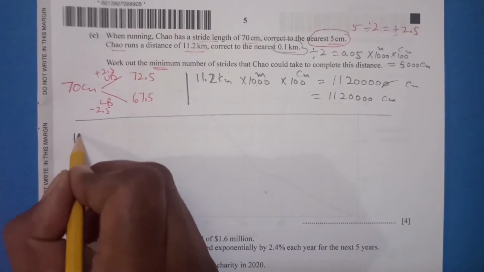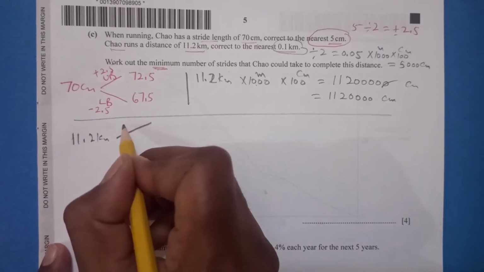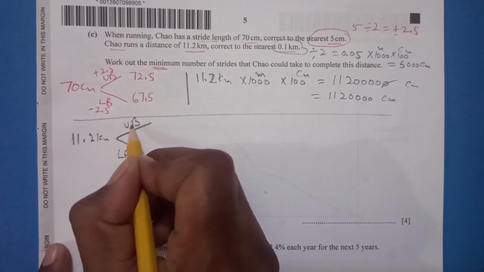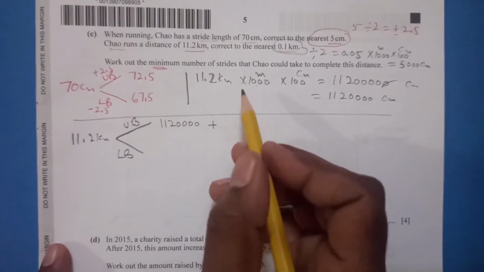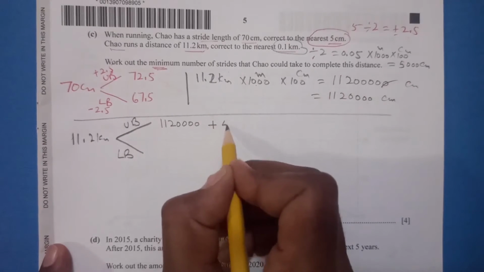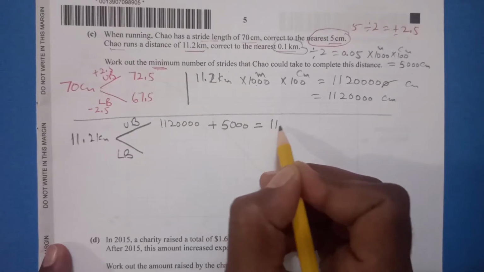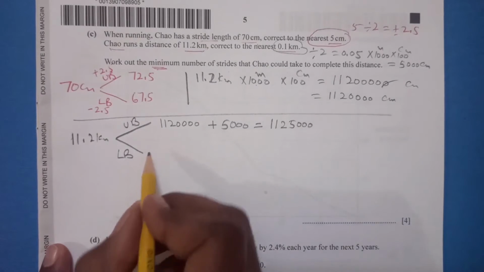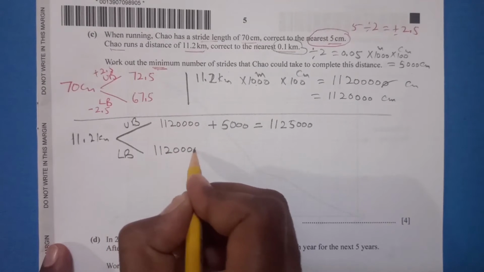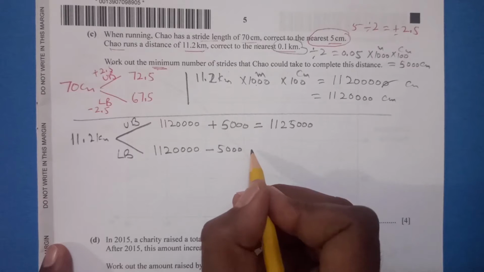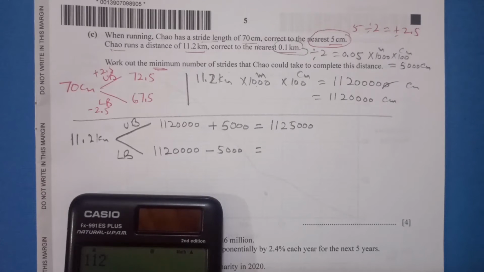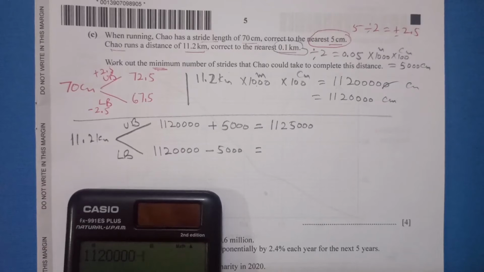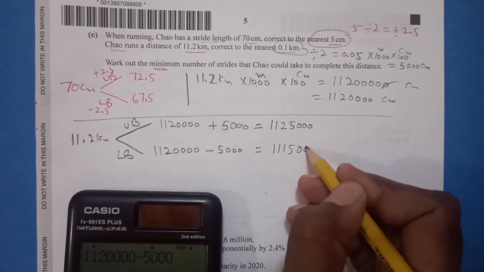So we have 11.2 kilometers, its upper bound, and then the lower bound, right? So upper bound is 112 followed by 4 zeros, plus 5000, right? So this is 112500. Then the lower bound, 112000 minus 5000. Let's see how much is this one. 1115 and 3 zeros, right?